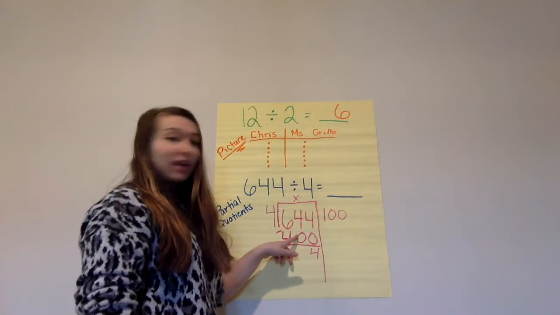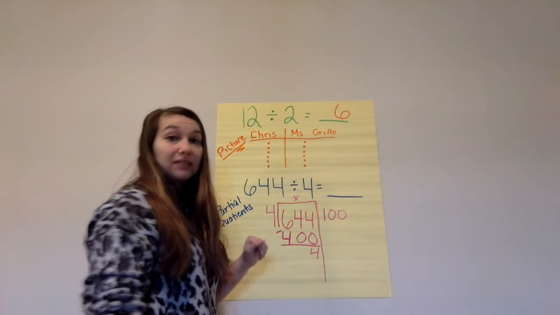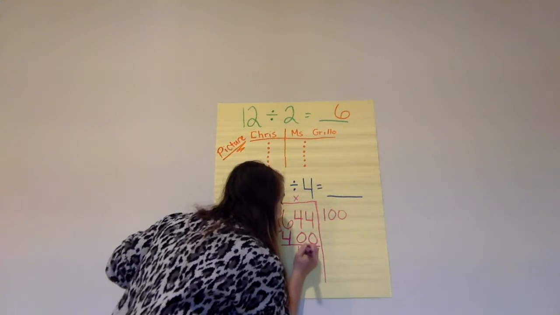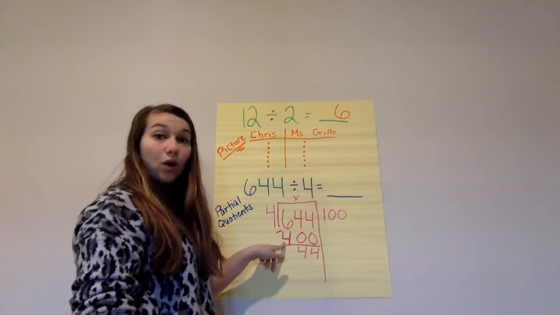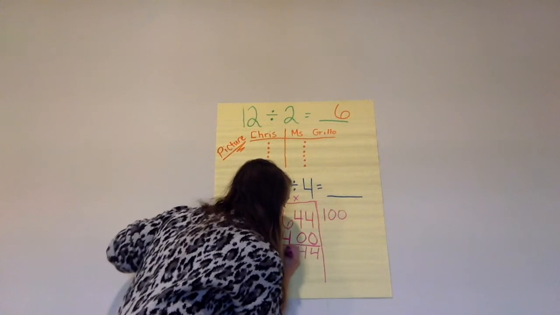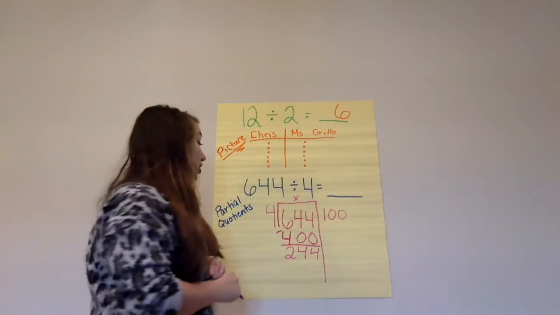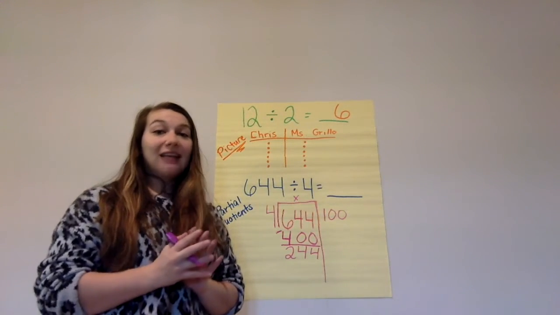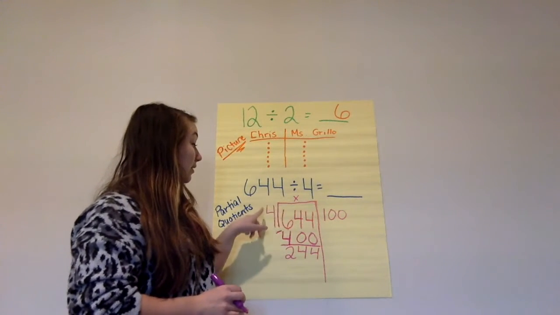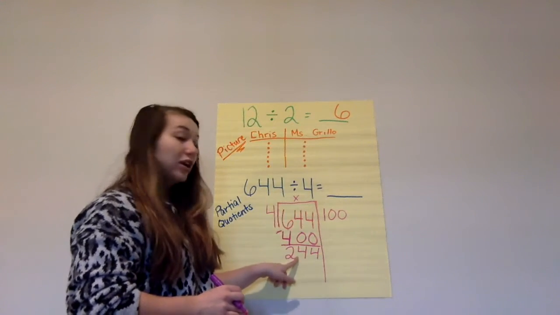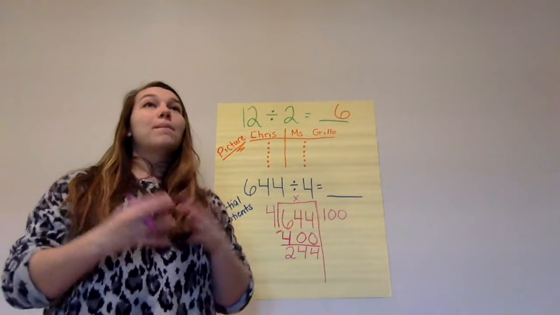All right, we'll move on to the second one. This is our tens. So 4 tens minus 0 tens gives us 4 tens. All right, and then 600s minus 400s gives us 200s. Very nice. So now what question are we asking ourselves? How many times does 4 go into 244? Wow. 244 is still a big number.